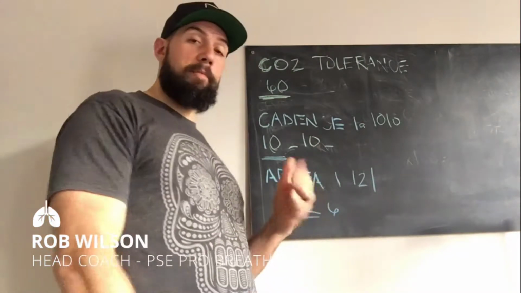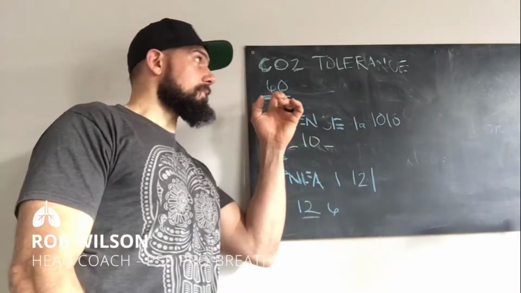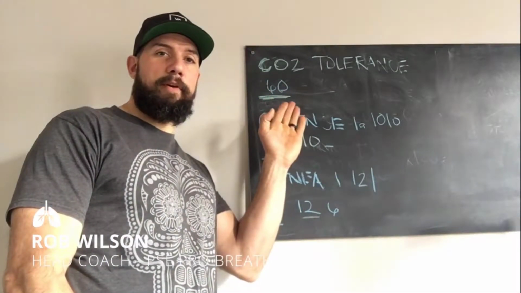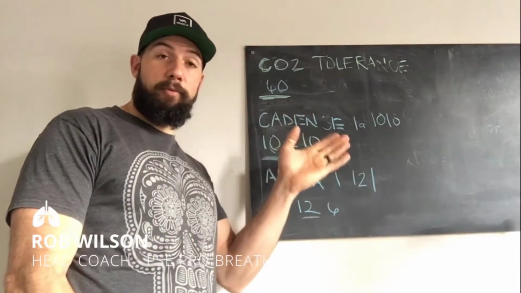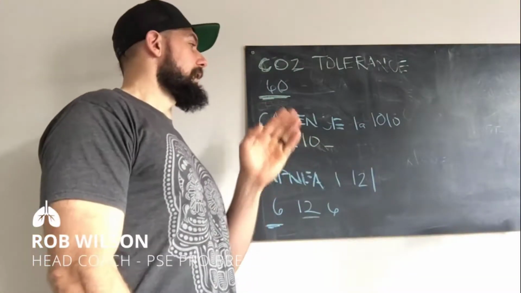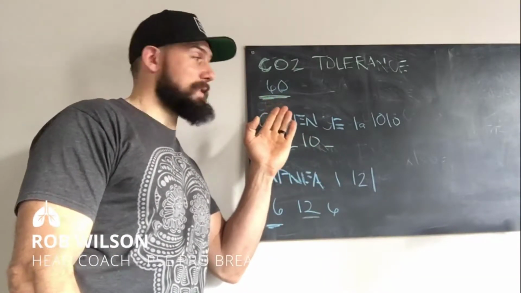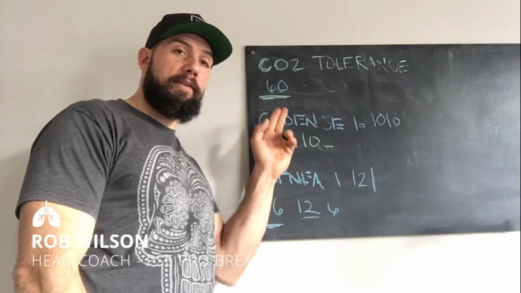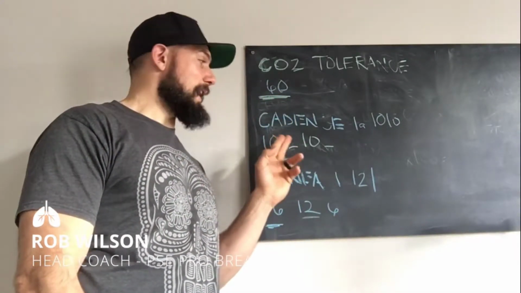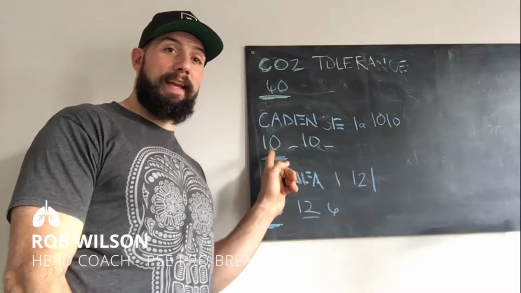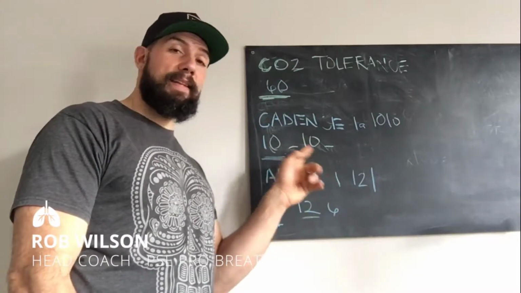Now, the way that we might apply that in the program, just for an easy number, I used a 60-second exhale, which would be pretty good, right? So if I had a 60-second exhale on my test and I plugged it into my calculator, for a cadence 1A breath, I would get a 10-second inhale and a 10-second exhale.